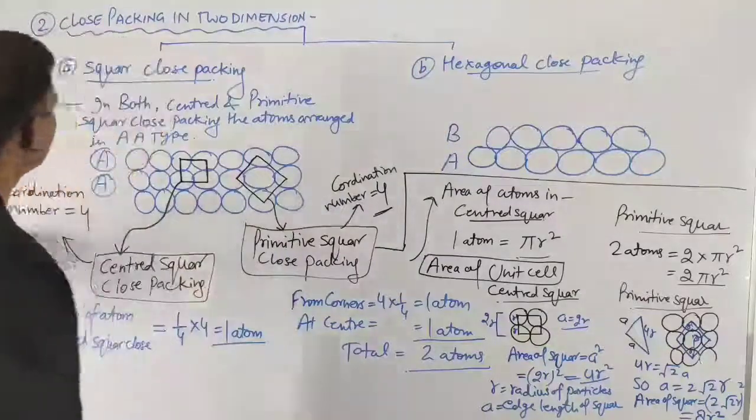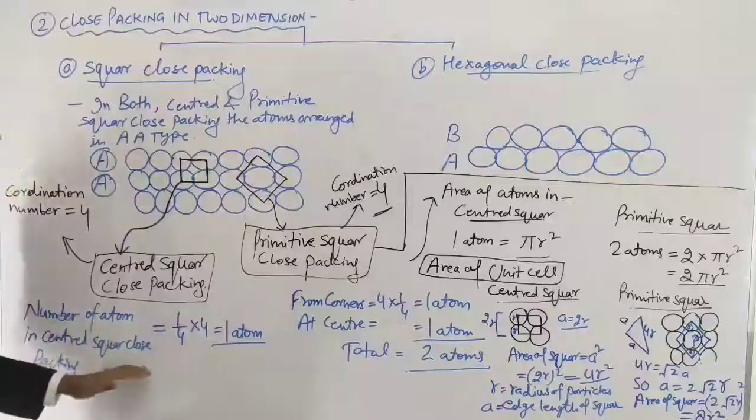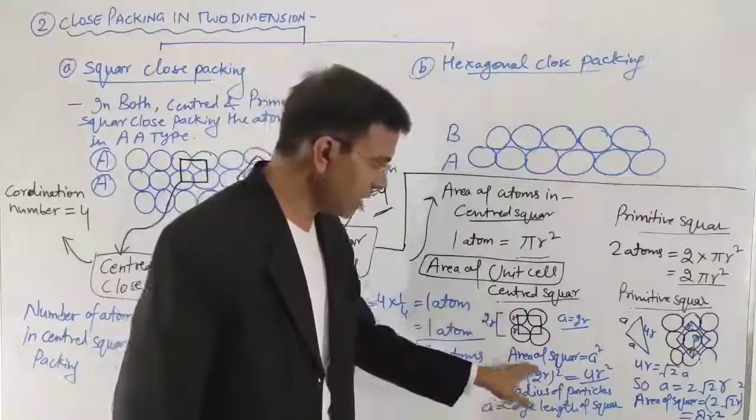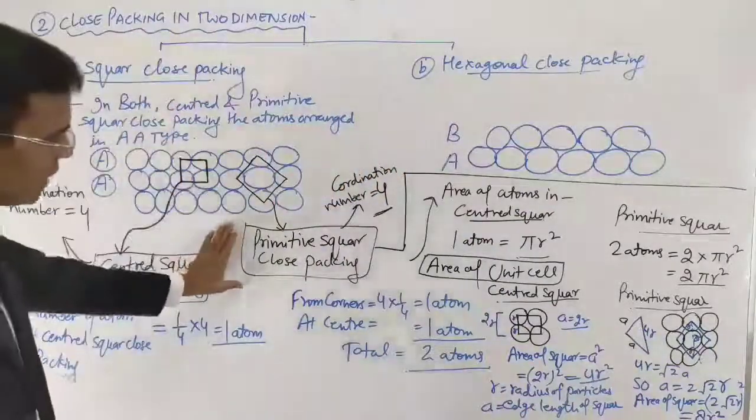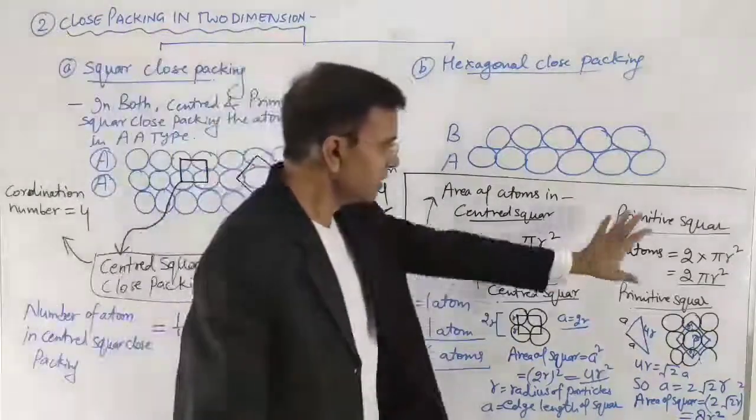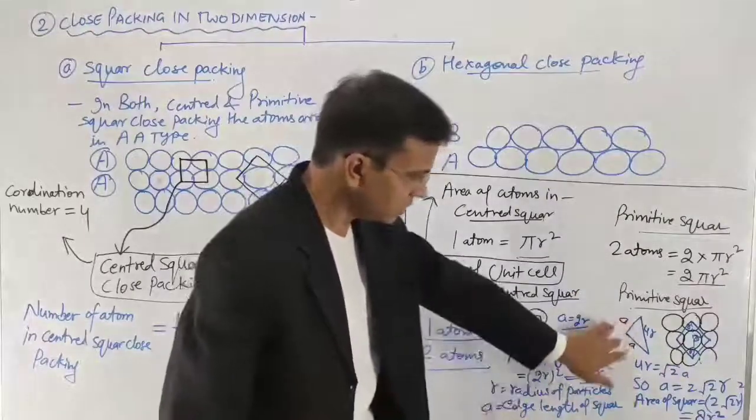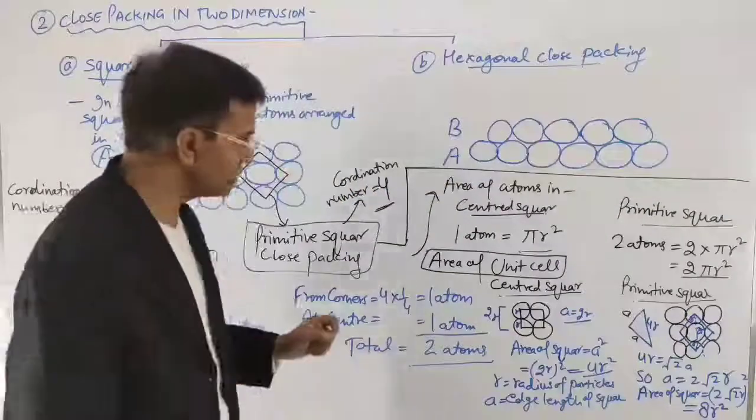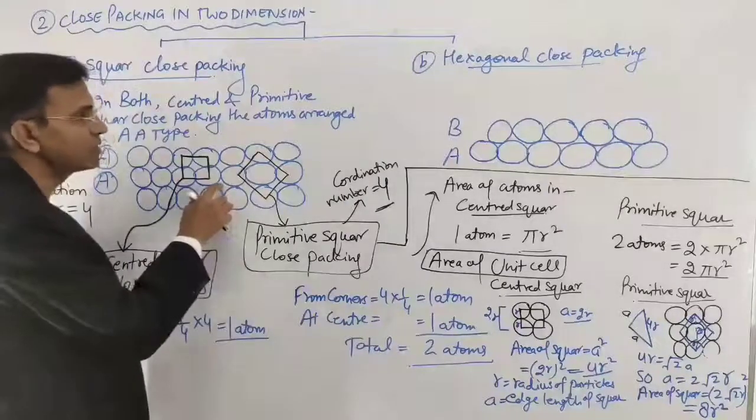So this is all about square close packing: the coordination number, the number of atoms, the area of atoms, and the area of the square, right? And also with the primitive square close packing, coordination number here, number of atoms here, and the area of the square, right? Now one more thing that is remaining is the voids, about the voids, right?